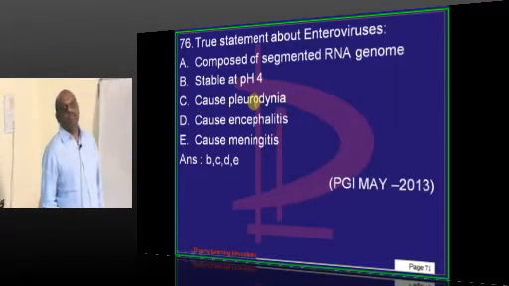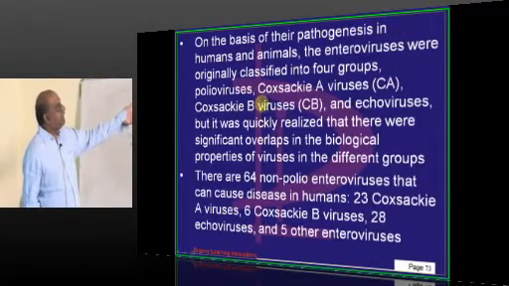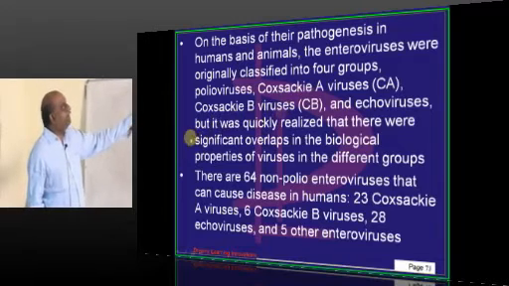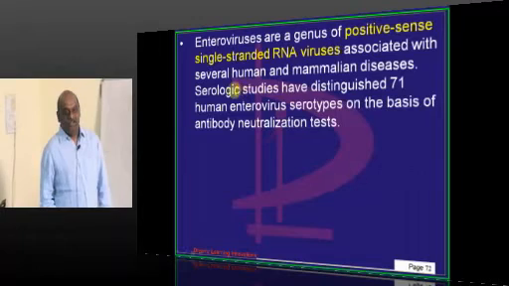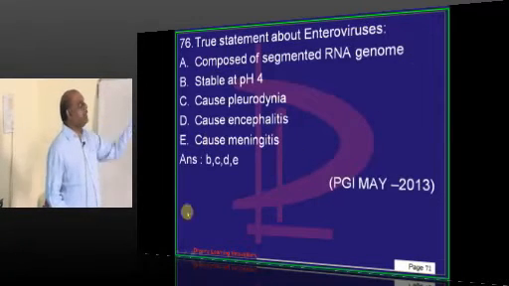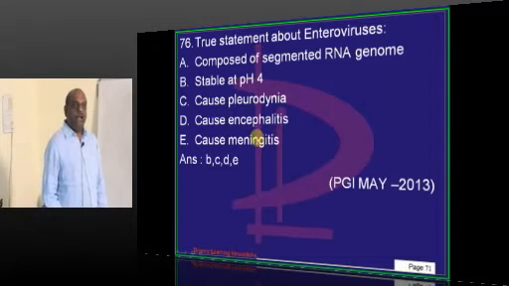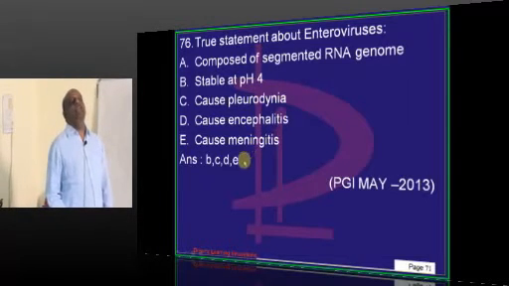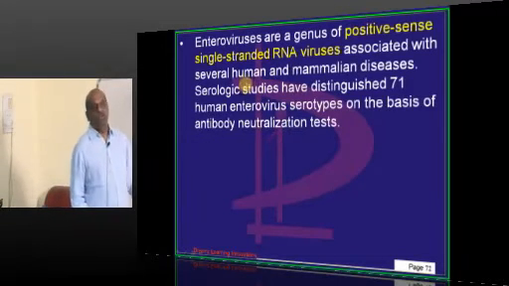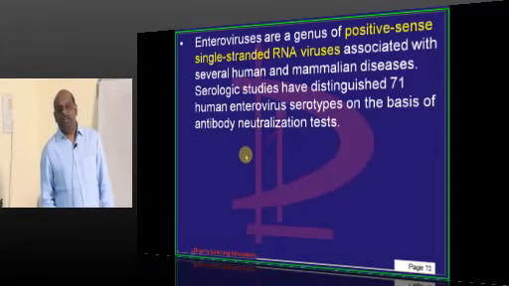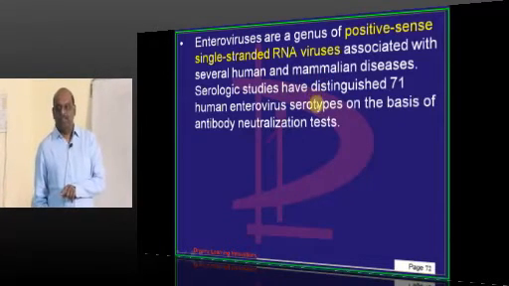Then pleurodynia, it can cause. One of the types of enteroviruses are what? Coxsackie A, Coxsackie B, echovirus, they all come under the super group called enterovirus. So that's the reason it can cause encephalitis, meningitis, pleurodynia, etc. It is an RNA virus, but it is not a segmented RNA genome. But what type of RNA virus is it called? Positive sense single-stranded RNA viruses.